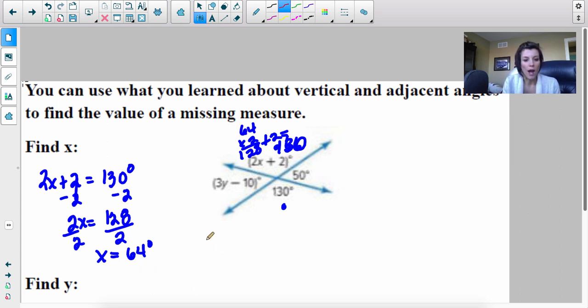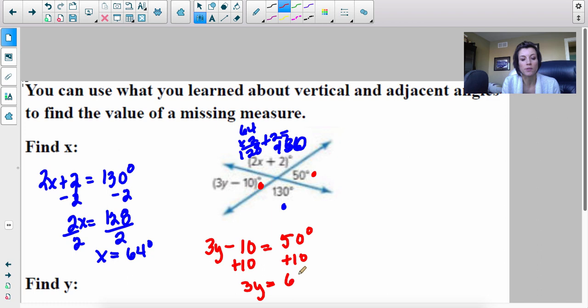All right, finding y. 3y minus 10. This angle is congruent to this angle because they are vertical. So 3y minus 10 is equal to 50 degrees. Undoing the minus 10 by adding 10 to both sides. So 3y is going to be equal to 60 degrees. I'm undoing multiplication by dividing both sides by 3, and y is going to be equal to 20. So if I put y back in here, 3 times 20 is 60 minus 10 gives me an angle measure of 50, and 50 plus 130 gives me 180 for these two angles, which is a straight line, so that checks my work on that angle.